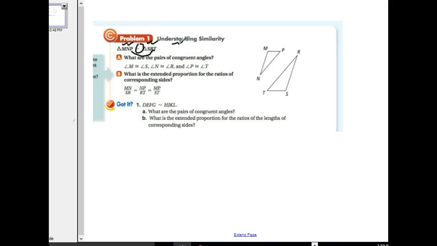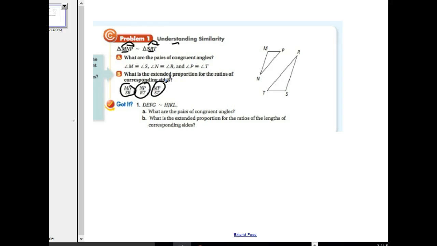Part B of that says, what is the extended proportion for the ratio of the corresponding sides? Well, the sides also will correspond to each other in the same way. Let me erase some of this so it doesn't look so messy. MN will correspond with SR, so that's why you have that as a proportion. In the same way that NP will correspond with RT, which is why that one is there. And then finally, MP, which is the first and the last one, will correspond with ST, which is the first and the last one of the other.